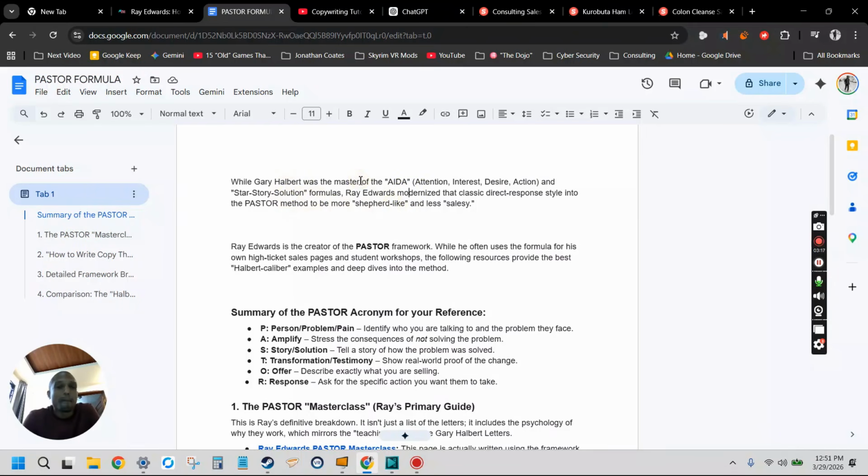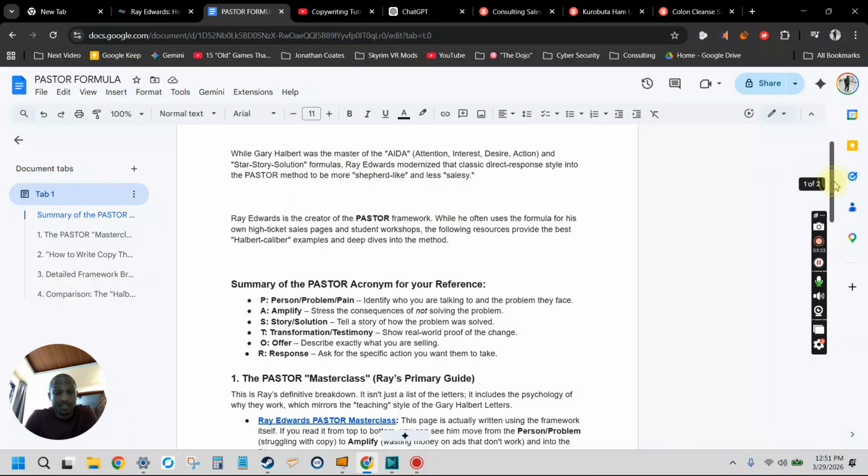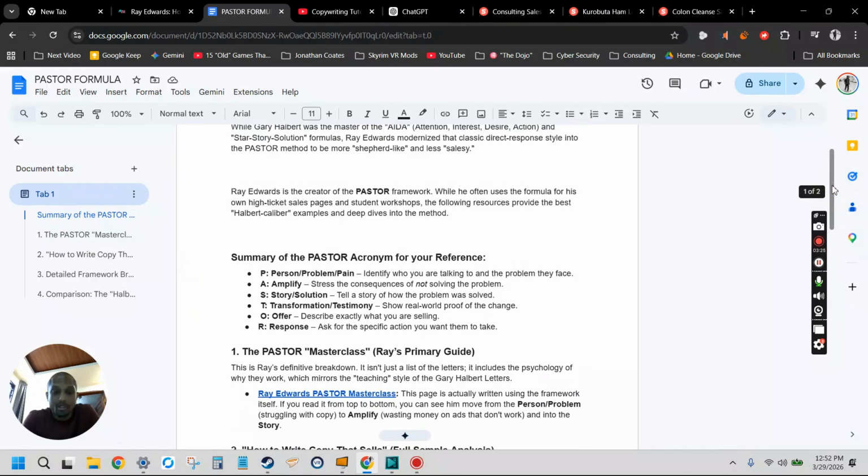But Ray Edwards sort of modernizes it a little bit. He takes that classic direct response style into the pastor method. So P in the pastor method stands for person, problem, or pain. As I was saying earlier, you can use person, identify who you're talking to and the problem that they may face. A stands for amplify, similar to agitate from the PAS formula, stress the consequences of not solving the problem, which is essentially what we're doing here.